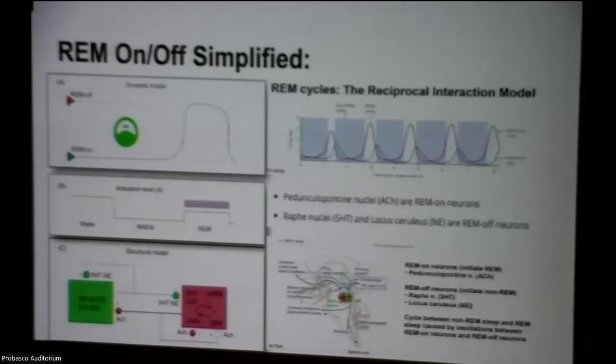There's also a switch, or a ping pong, back and forth between going into REM and going out of REM. We have the PPT, which produces acetylcholine, and that's where the REM-on neurons are. As we emerge from REM sleep, we have the raphe and the locus coeruleus, which will act and turn off REM and continue either the cycle, if it's early in the night, or eventually wakefulness.